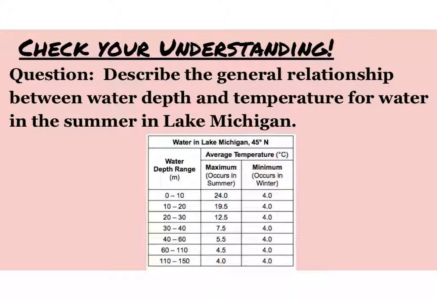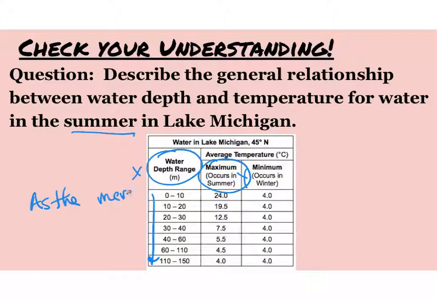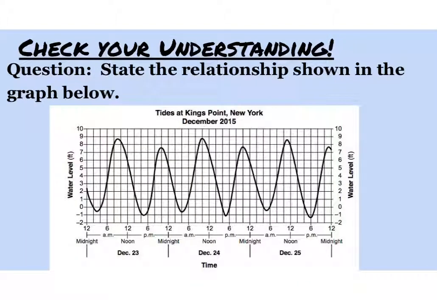Okay, hopefully you got that right. Again, remember we're looking at water depth for X. This time we're looking in the summer. So we're looking here at the maximum for Y. And you want to say as the X, whatever the X is, as the water depth increases, because that's actually what is happening as you go down that column, what happens to the maximum temperature for the summer? And you can see here that as you go this way, that temperature is decreasing. So you should have said as the water depth increases, the average temperature in the summer decreases. Hopefully you got that right.